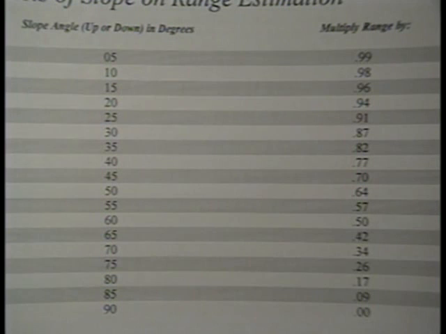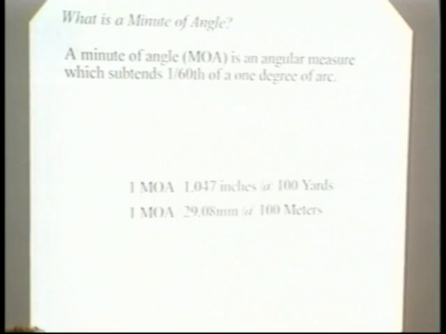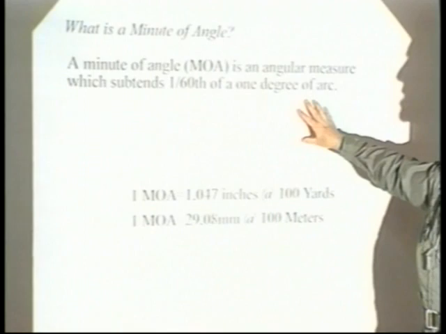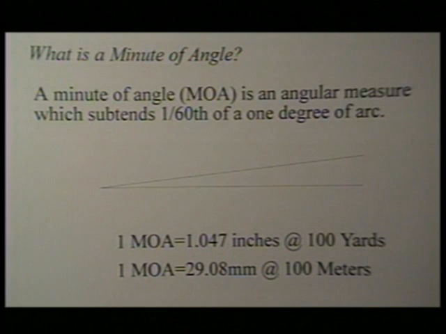Okay, another term that we use is minute of angle. And I briefly alluded to that when I talked about degrees, minutes, and seconds of angle. We also want to be aware of this when we're talking about changing point of aim, or actually changing increments on our scope. Okay, a minute of angle is an angular measure which subtends 1/60th degree of arc. Essentially, it's 1/60th of a degree. A second is 1/60th of that.